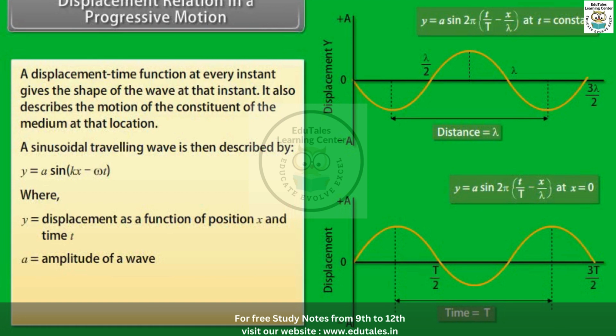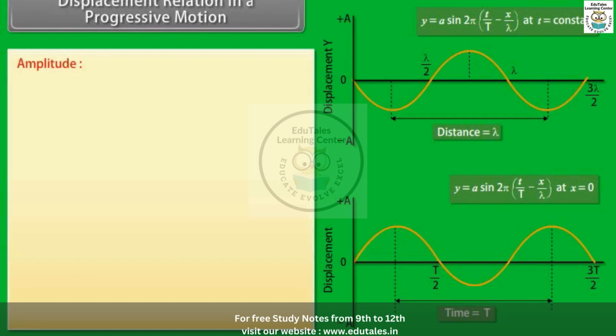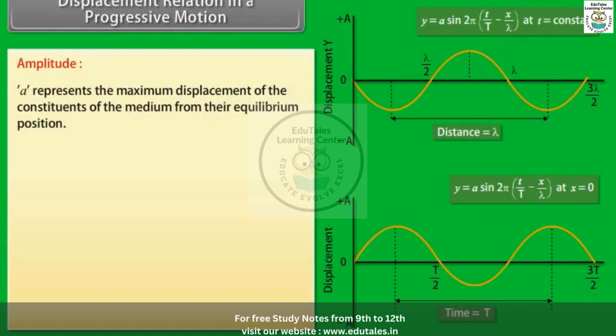A is the amplitude of the wave. Omega is the angular frequency of the wave. K is the angular wave number. Amplitude. A represents the maximum displacement of the constituents of the medium from their equilibrium position. It is called the amplitude of the wave.